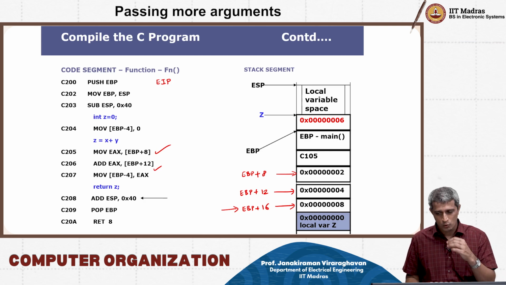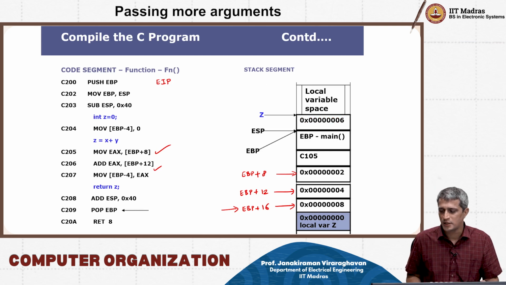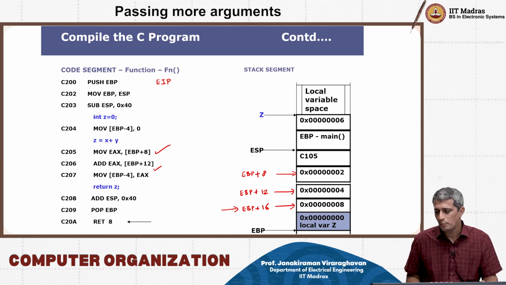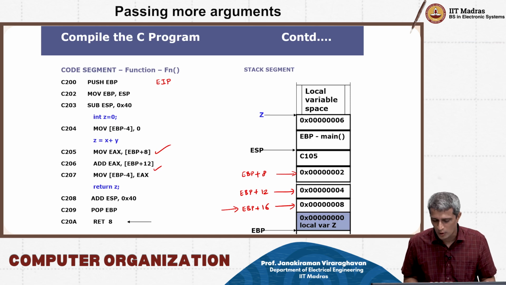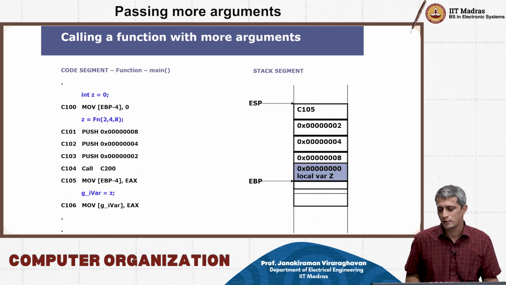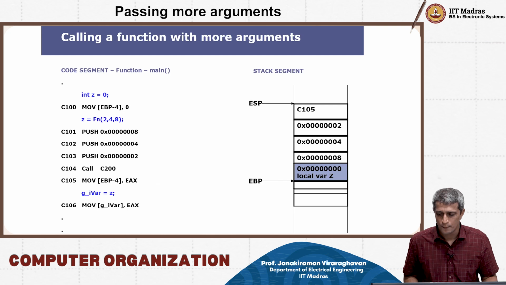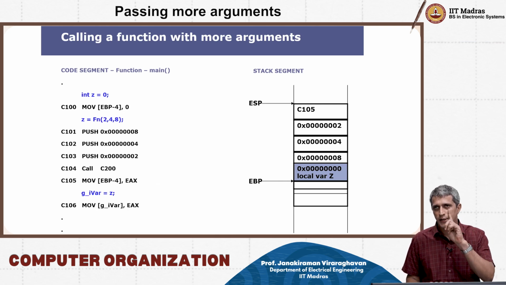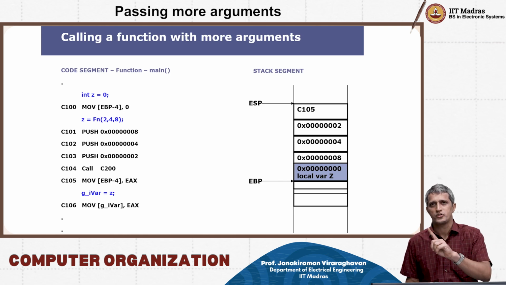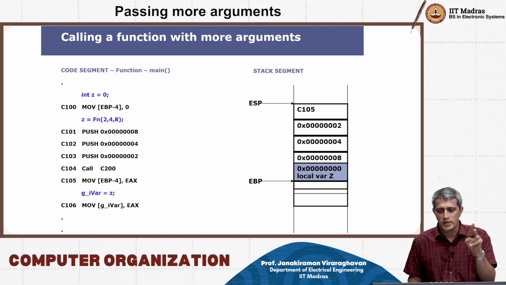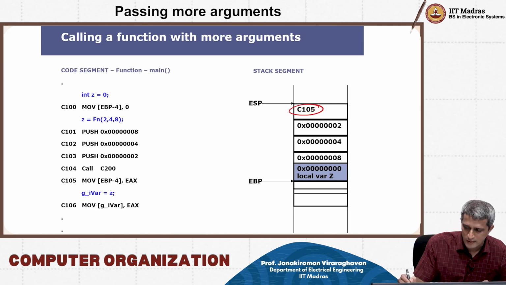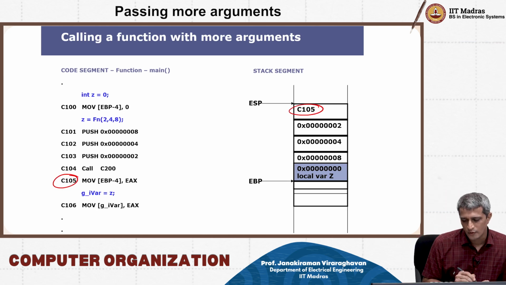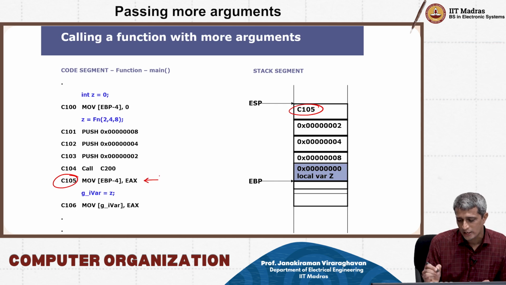So now what do I do? I do add ESP, 0x40, undoing the local variable space allocation, pop EBP, getting the EBP back to where it was. Then you do ret 8. Okay. So when you do ret 8, again what happens? In 2 steps I am showing it, but in hardware it happens in one shot. Top of stack is popped into EIP. So this is the return address of this guy. So EIP has to come back here.